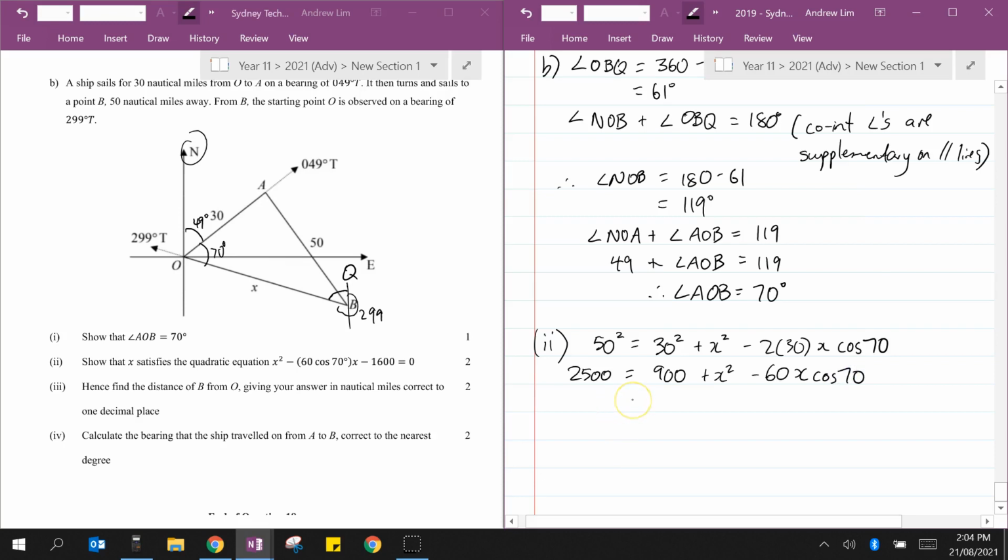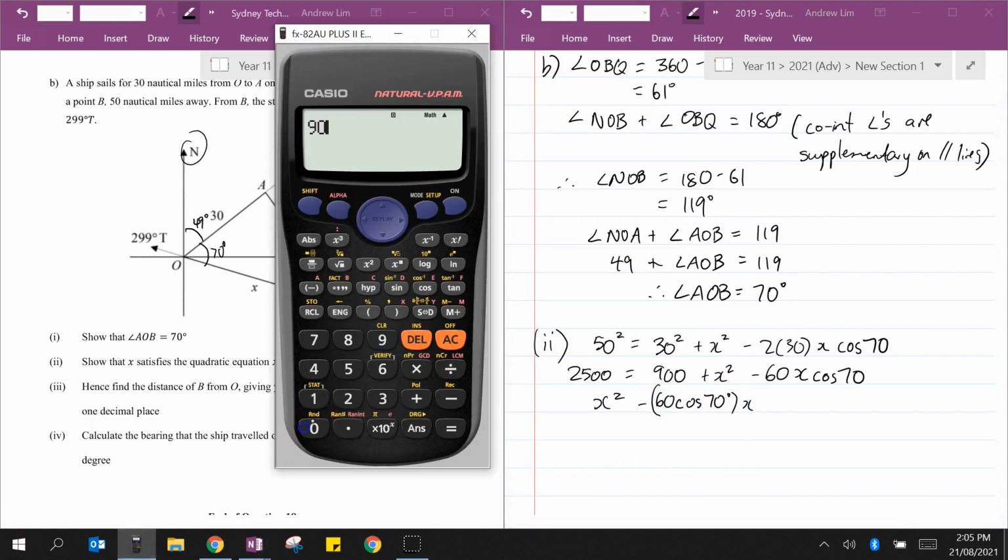So now we just need to minus 2,500 from both sides. So x squared minus 60x cosine 70, or we can just rewrite it as what it says in here, cosine 70 degrees x, and 900 minus 2,500 is negative 1,600, and that's equal to 0 as required.